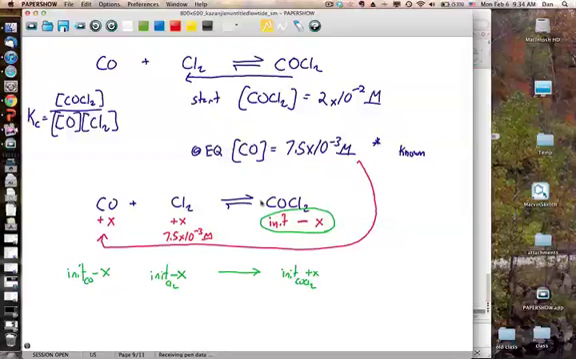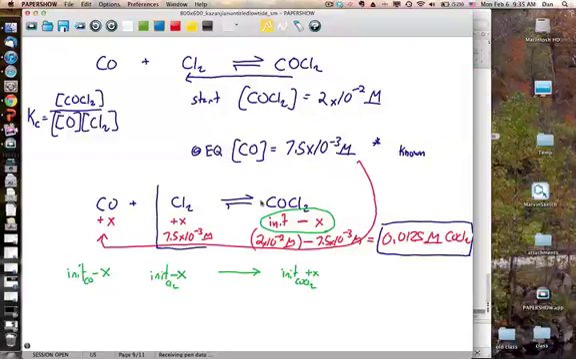We know that we start with 2 times 10 to the minus 2 molar. If we subtract out that which is consumed, which in this case is 7.5 times 10 to the minus 3rd molar, that will give us the concentration of COCl2 at equilibrium. Or, in this case, 0.0125 molar COCl2.